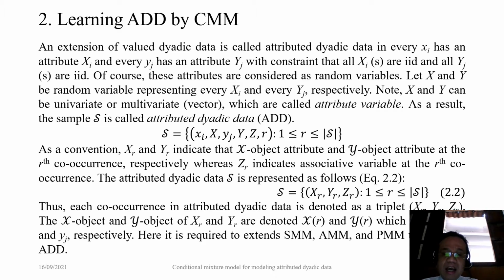Thus, its co-occurrence in attributed dyadic data is denoted by the triplet X_r, Y_r, Z_r. The X attribute and Y attribute of x_r and y_r are denoted x_r and y_r, which are some x_i and y_j respectively. Here it is required to extend SMM, AMM, and BMM to represent S.